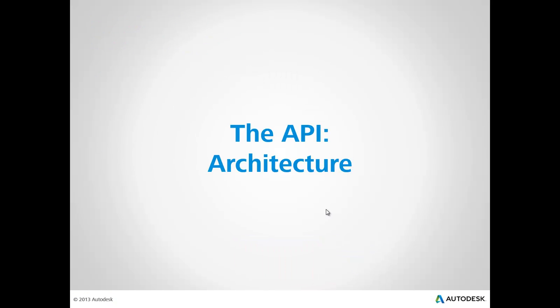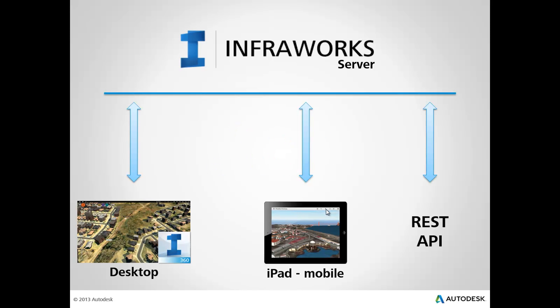What I want to show you is the API. So let's start with the architecture of this API. The Infraworks API is hosted on the server, and I can call this API using REST, which is the right side of this slide. Also note that the desktop and the iPad version will connect to the same database hosted on Infraworks server, but the API will not be calling or requesting any data from the desktop or the iPad. The REST API can only call the Infraworks server, which means I can only see the data that is hosted on the server.